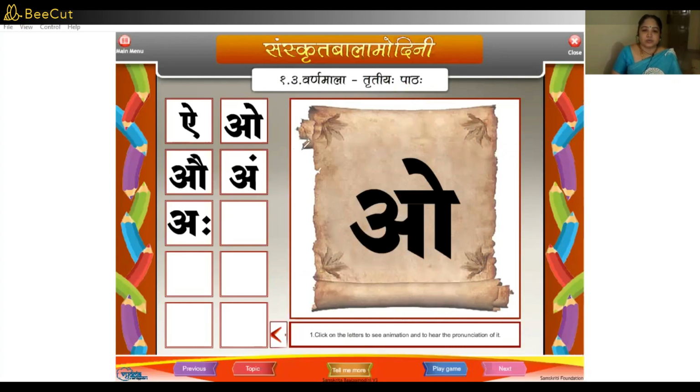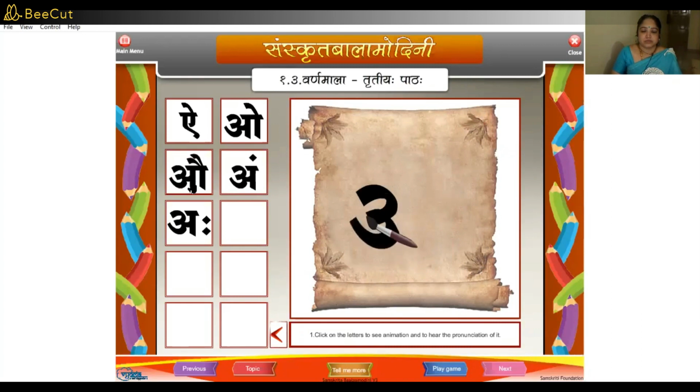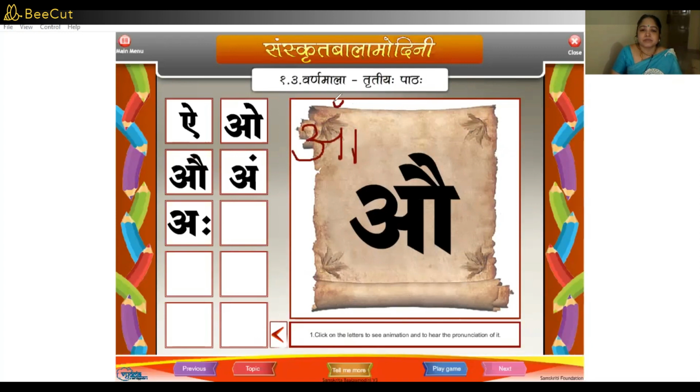Next is OW. Write O and then one more OW. This also, both these extensions must be above the second line. You should not write one above the first line and one above second line. Both together above the second line. OW.